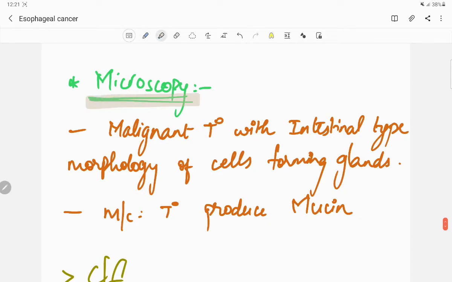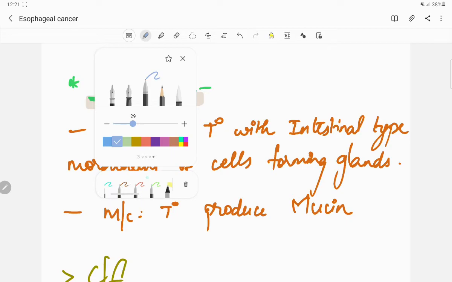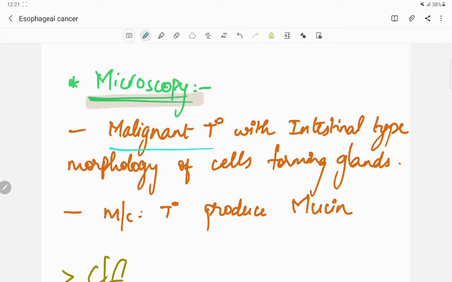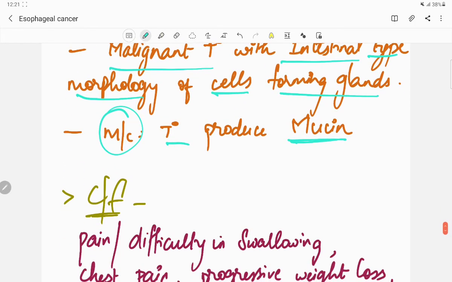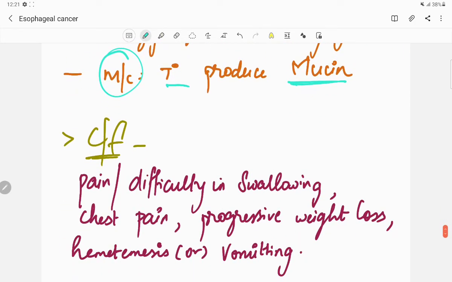Next is the microscopy. In microscopy, there are malignant tumor cells with intestinal type morphology of cells forming glands. Most commonly, the tumors produce mucin as they have the goblet cells.